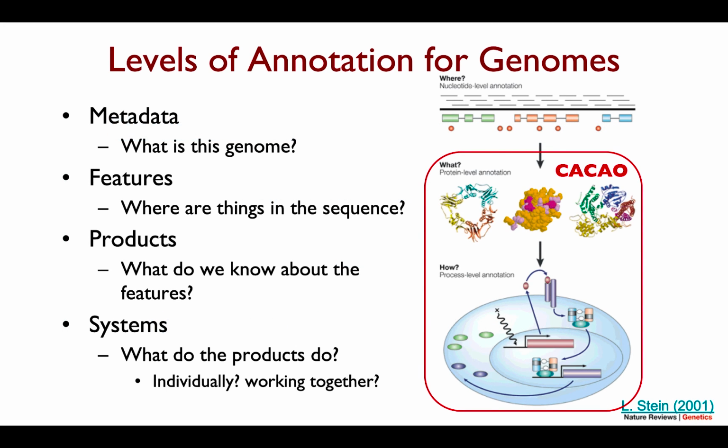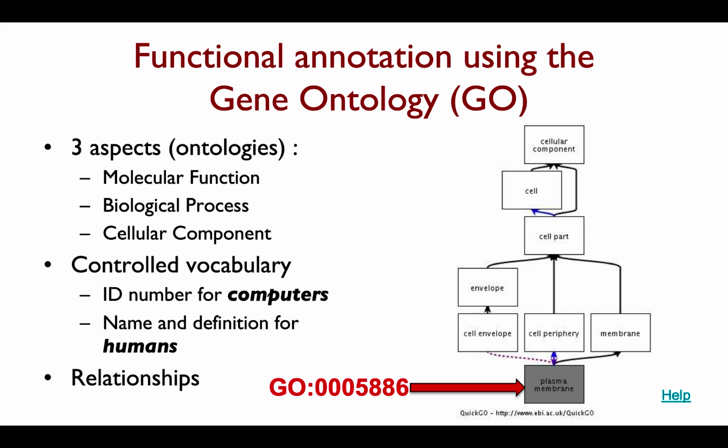With regards to annotation, there are different levels at which you can annotate genomes, and CACAO specifically focuses on the level of annotation where we're talking about the gene products and what they're doing individually as well as in the context of a cell and together. And so we use the Gene Ontology to do this. It's divided into three things we call aspects, which talk about function, process, and cellular component or location.